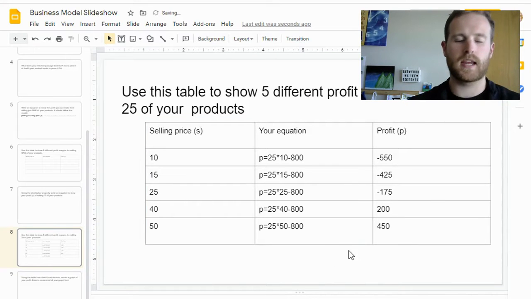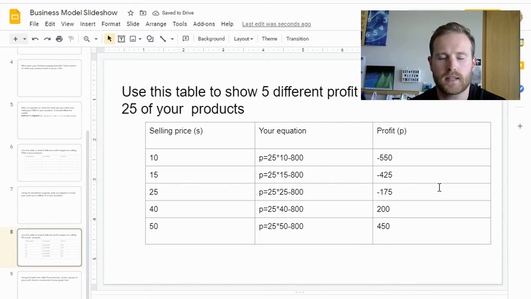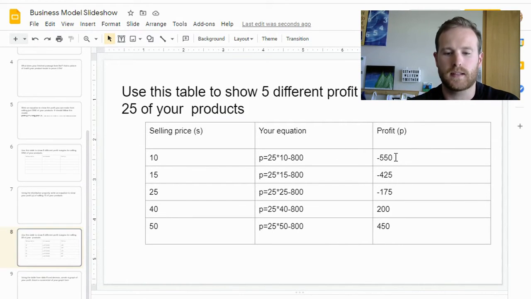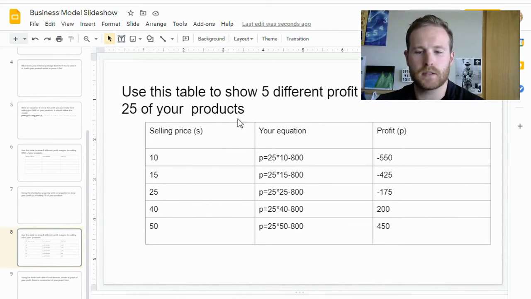Okay, this completed table shows you your profit margins for selling any number of your products. As you can see, still only selling 10 still leaves me in the negatives for my profit. It's only until I go between that 25 to 40 price range where I start making some money. So what we can actually do now is translate this table into a graph.